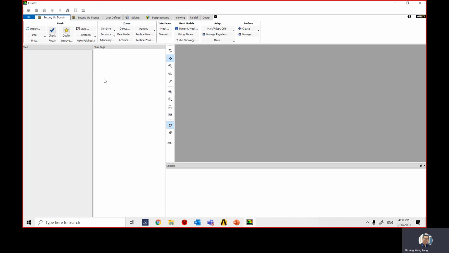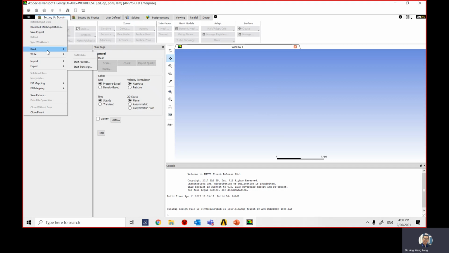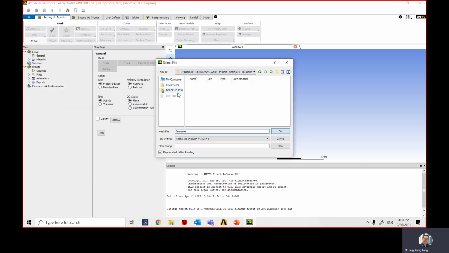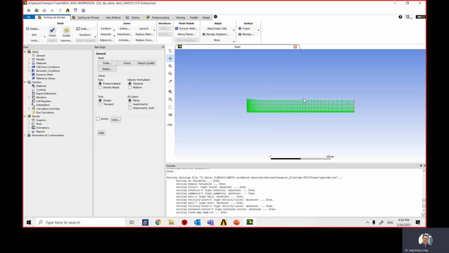So it will link you to the Fluent solver here. So far there's no mesh file over here. We need to import the mesh file. So go to File and import the mesh file. After you download the file, you will get gascom.msh, the gas combustion mesh file. Click this one, click OK. You will get the mesh displayed in the window.